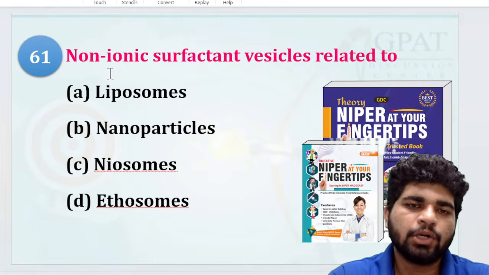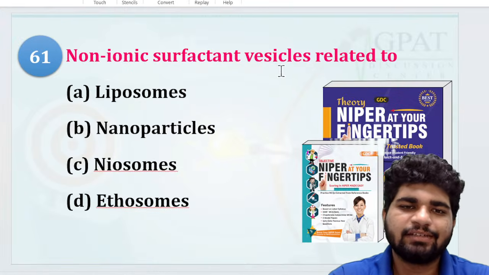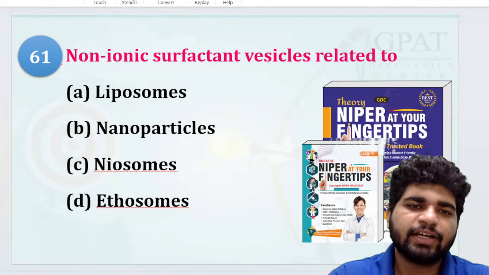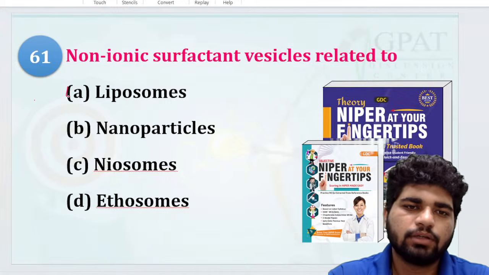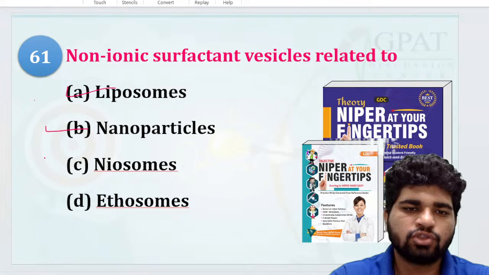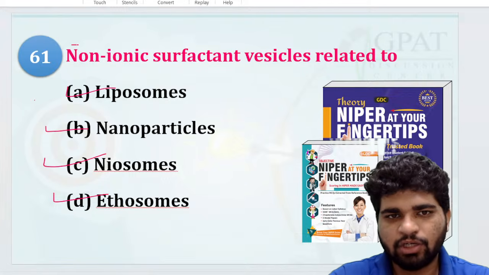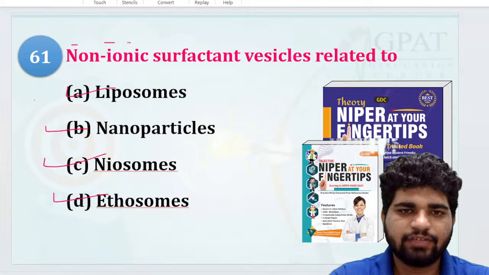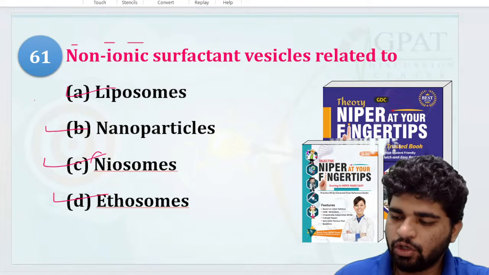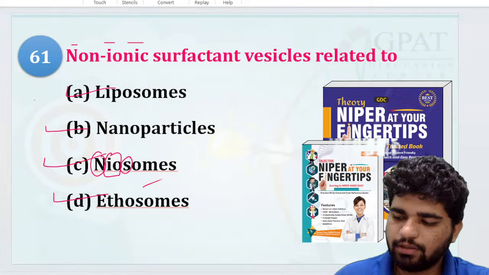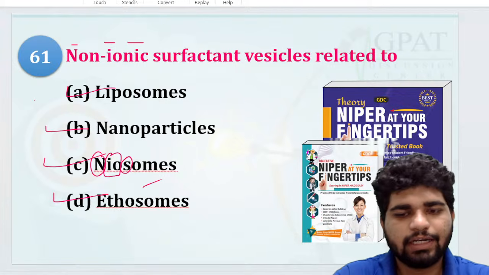All right. Now, non-ionic surfactant vesicles: liposomes, nanoparticles, niosomes, or ethosomes. As the name suggests, non-ionic surfactant. Niosomes would be your correct answer.